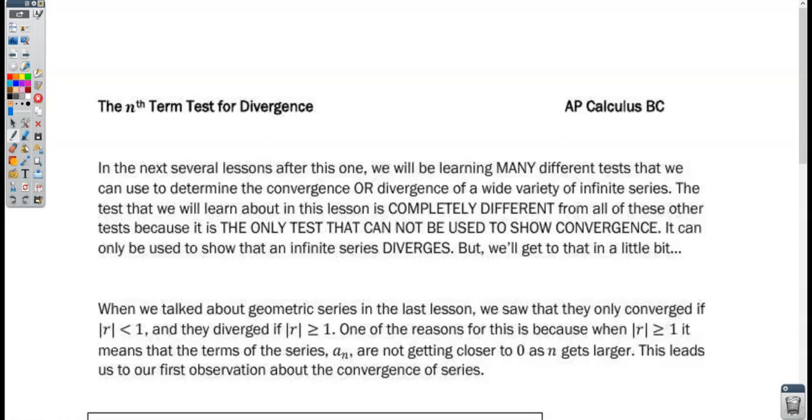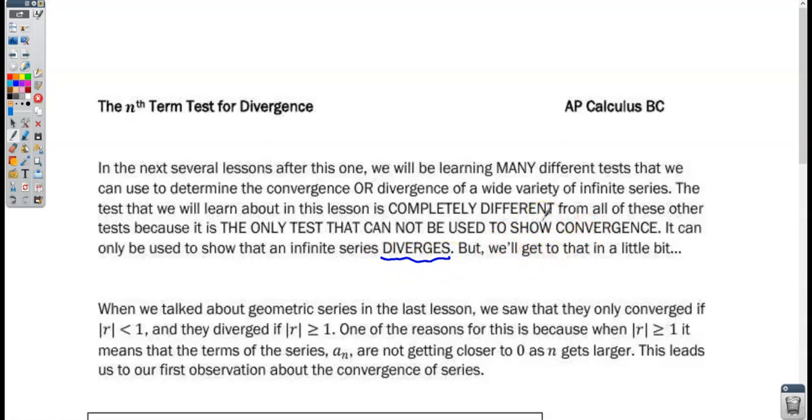The test that we're going to learn today, the nth-term test, is completely different from all the other ones. Because all the other tests we're going to have, you're going to be able to use them to make a statement like this series converges because of passing this test, or the series diverges because of failing this test. But with the nth-term test, this is the only test that we're going to learn that we can't use to show convergence. Okay? We can only use it to show that an infinite series diverges. We're going to get to that, though, a little bit further along.